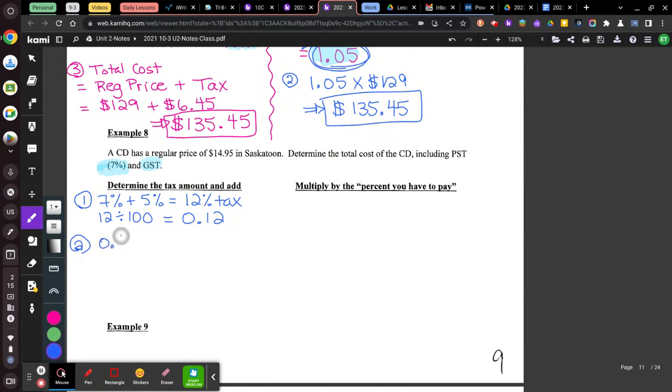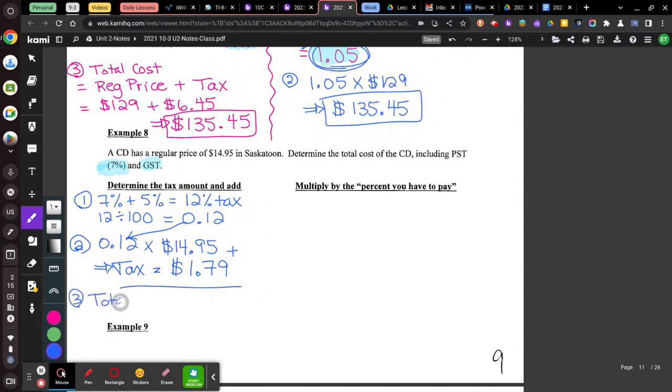Now we take that decimal, 0.12, and we times it by the money, and the money is $14.95. That's going to give us the cost of GST, the tax with PST included. So this is tax. The tax comes to $1.79. So now the total cost is going to be those two added together. For my total cost, I will add the tax to my regular price, and I'll get $16.74.